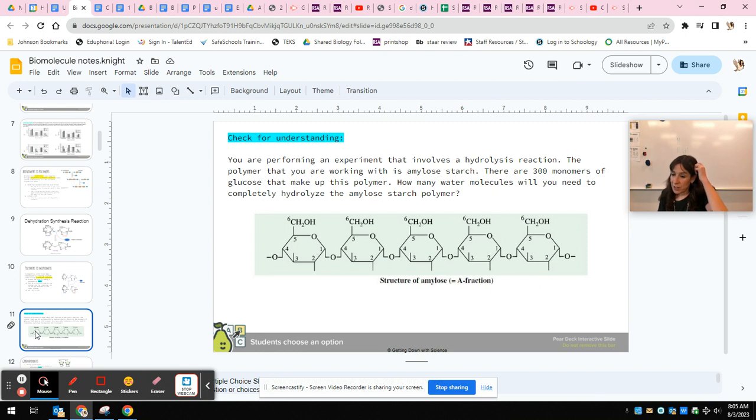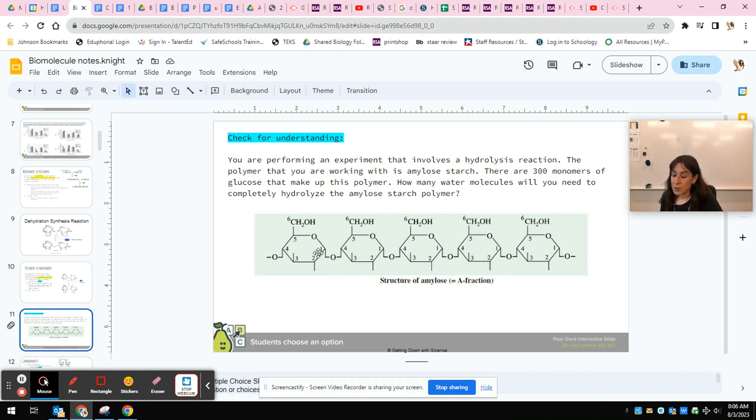So you are performing an experiment that involves a hydrolysis reaction. So that means to break with water. Hydro means water, lysis means to break. The polymer that you are working with is amylose starch. Starch is a polysaccharide, meaning it's made up of hundreds of monosaccharides bonded together. This specific one, amylose, has 300 monomers of glucose that make it up. How many water molecules will you need to completely hydrolyze the amylose starch polymer?